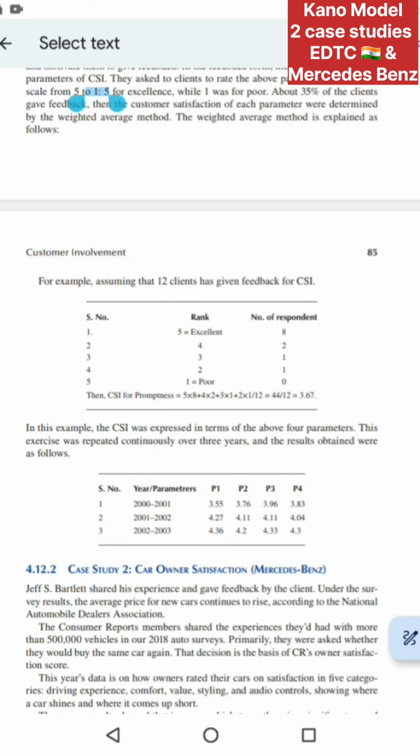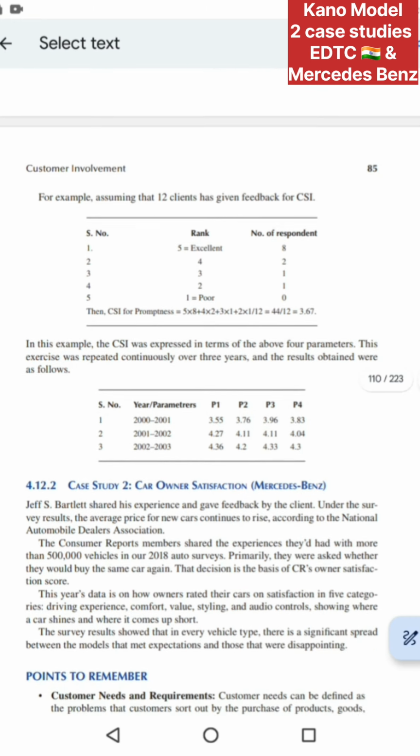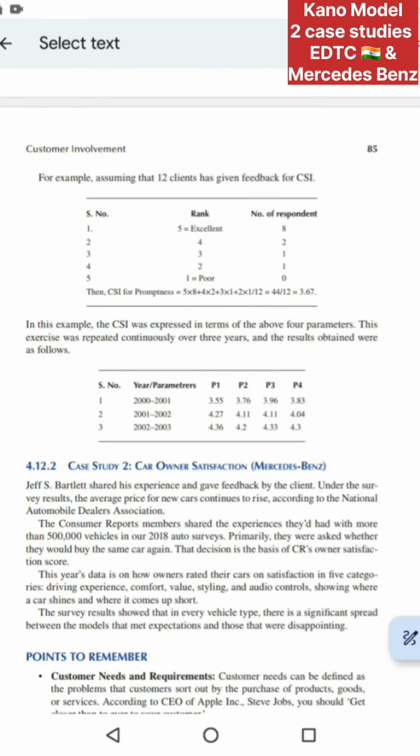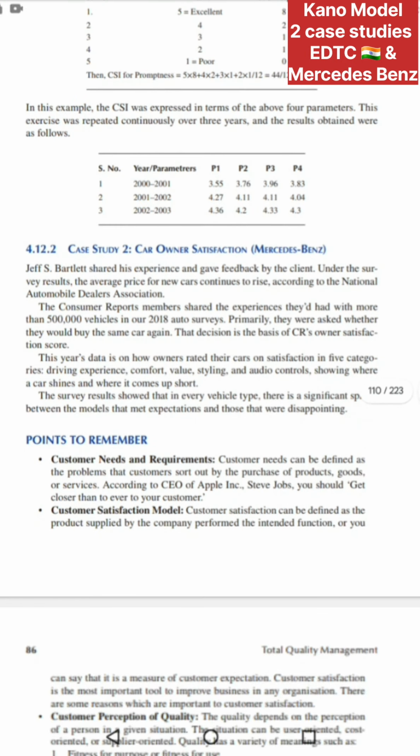And as you can see, a score of 5 was given by 8 respondents, and so on and so forth, right? And the aggregate average for each parameter, P1, P2, P3, P4, shows that each year they have continually improved. For example, P1 went from 3.55 to 4.27, and then further to 4.36 and so on, right? So this is the case study of EDTC.